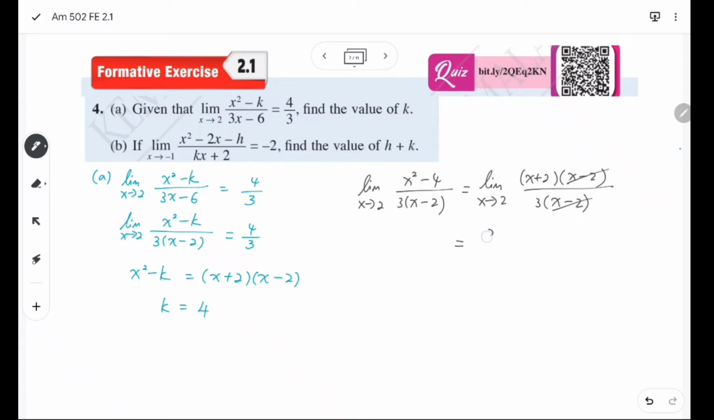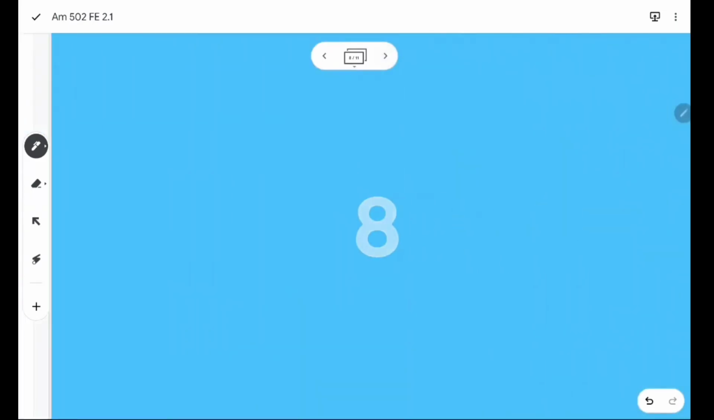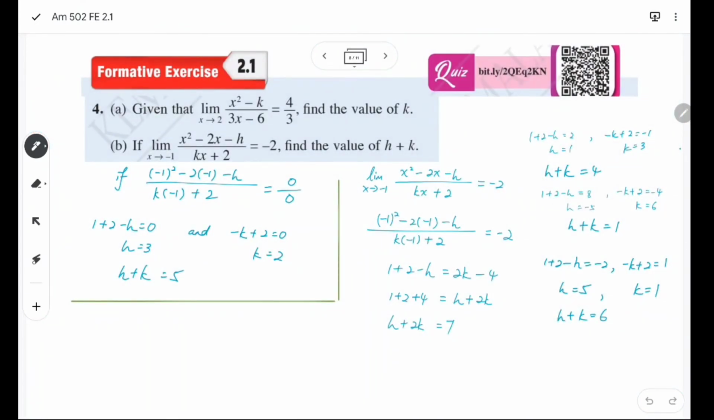So we can substitute x by 2 and divide by 3, so we will get back 4 over 3. So therefore our answer is correct. B. The limit of x squared minus 2x minus h over kx plus 2 when x tends to negative 1 equals negative 2. Find the value of h plus k.